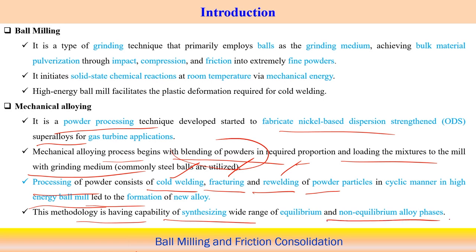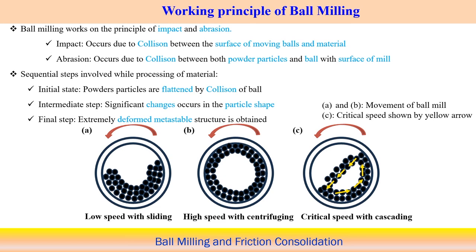Mechanical alloying is associated with producing some non-equilibrium phases in this particular case. Now here we start with the ball milling process. Ball milling works on the principle of impact and abrasion. So here we see that in this case the collision between the surface of the moving balls and the material usually happens.